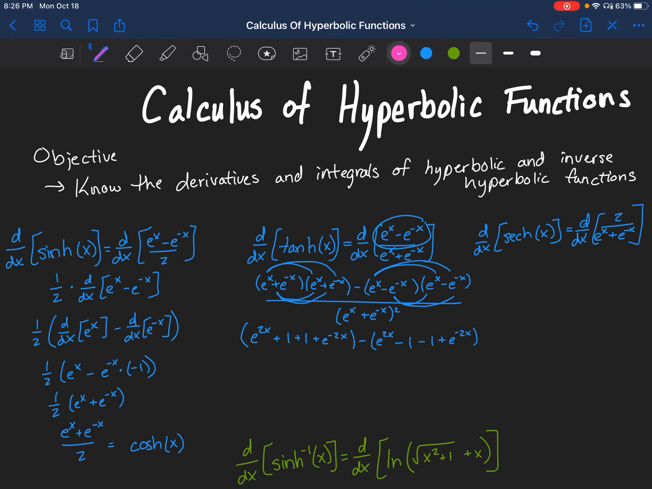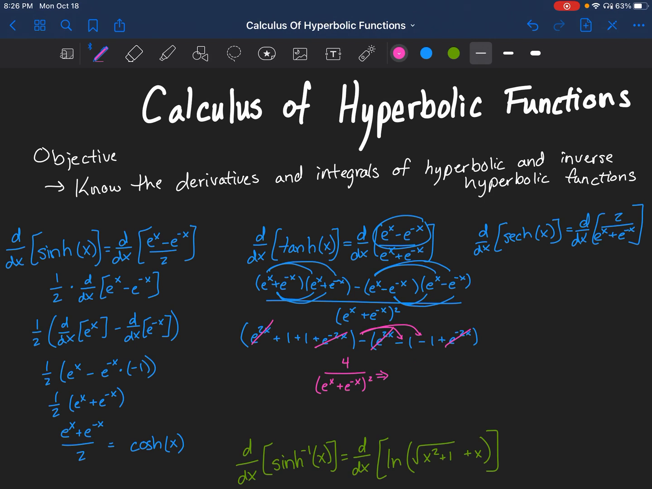I am going to go ahead and try to cancel some of the stuff out. E to the 2x minus e to the 2x, e to the negative 2x minus e to the negative 2x. But don't forget to distribute this negative, so we'll end up with 1 plus 1 plus 1 plus 1, which is 4 over e to the x plus e to the negative x, squared.